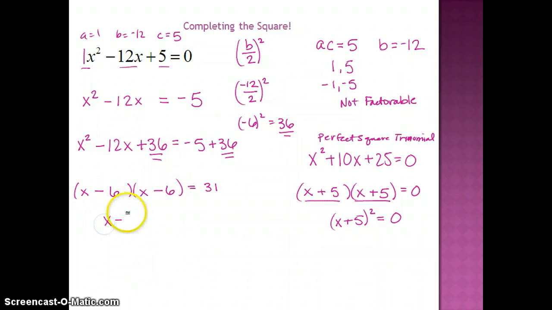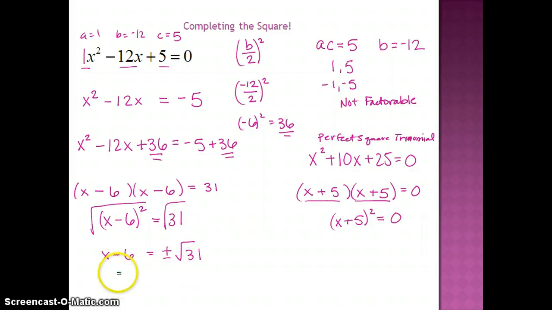When you have the same number times the same number, it's that number squared. So that allows us to rewrite it like this. Now, this looks exactly like the problems we were doing in section 5-6, where we were solving using the square root method. So I'm going to take the square root of both sides. So x minus 6 equals plus or minus the square root of 31. And then I'm going to add 6 to both sides.